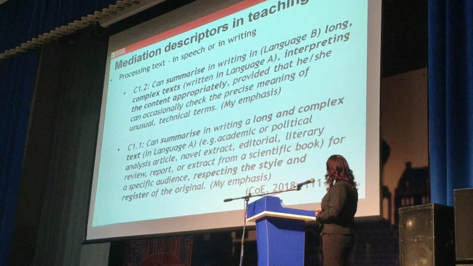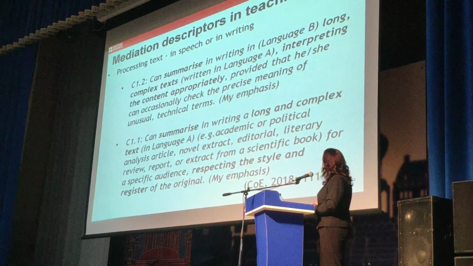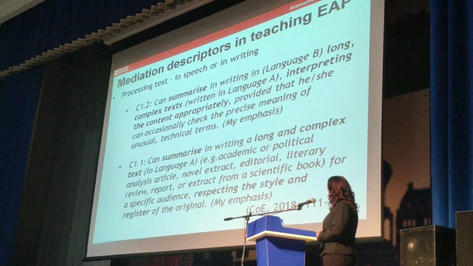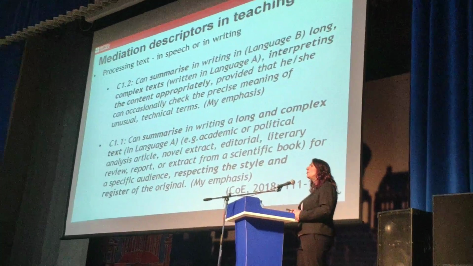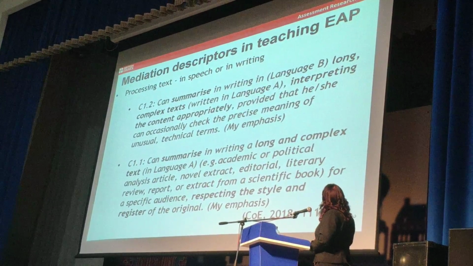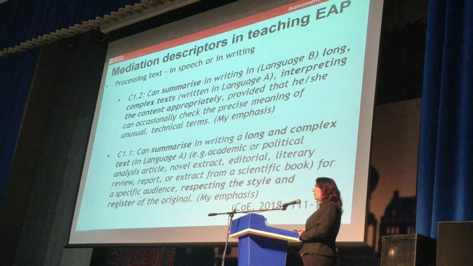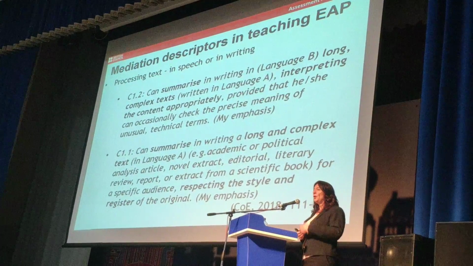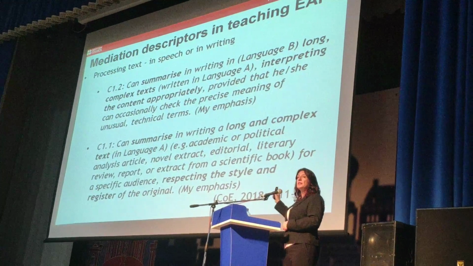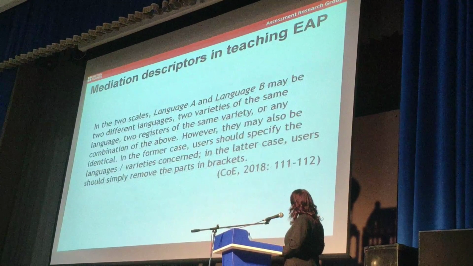So this is from the C1 level. Those are the descriptors for processing text in speech or in writing at level C1. You can see it's about summarising long, complex texts, interpreting the content appropriately and respecting the style and register of the original. So we know that if someone can do this, then they're at C1 level, and of course there are the descriptors for the other levels as well.